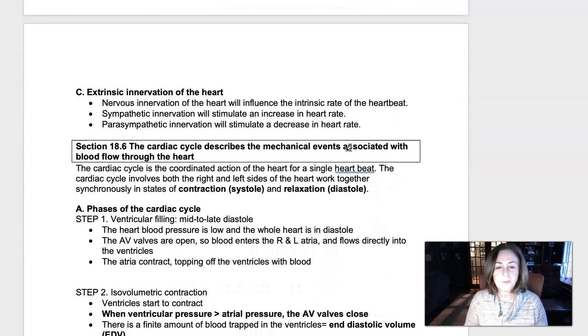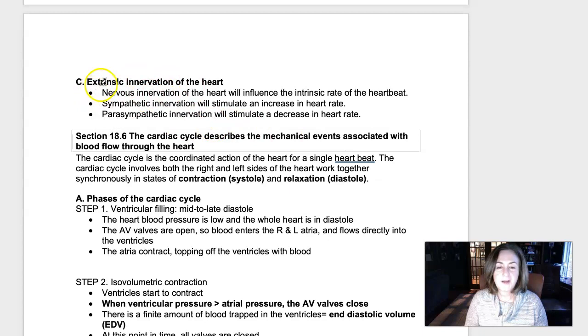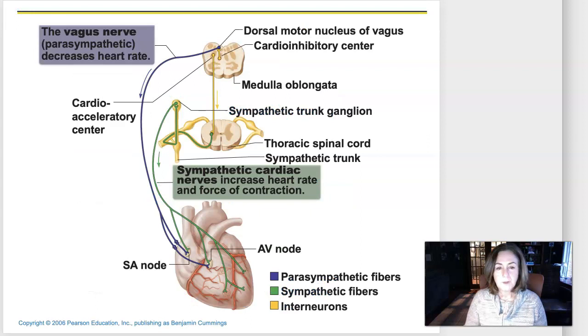So to finish up, let me just talk a little bit about extrinsic innervation of the heart, meaning the nervous system connecting to the heart. And I'm going to pull up a picture from our book. So here they're showing us that the heart does have nerves that connect from the autonomic nervous system. So the vagus nerve, you might remember, cranial nerve 10, innervates the SA node and the AV node.